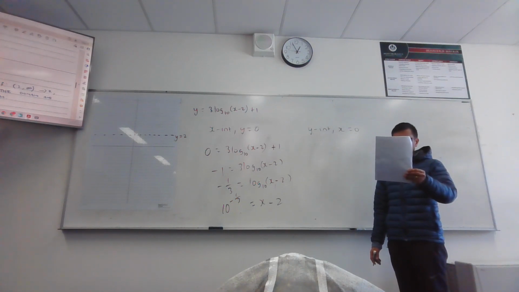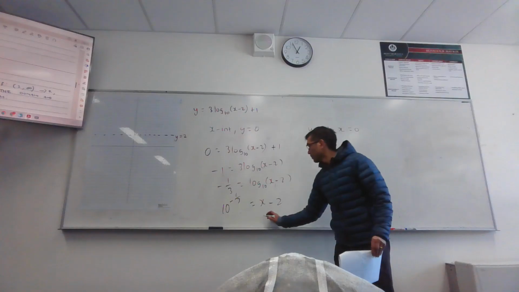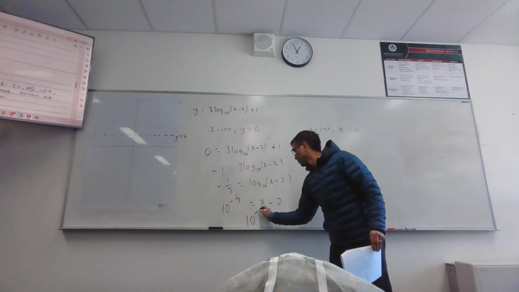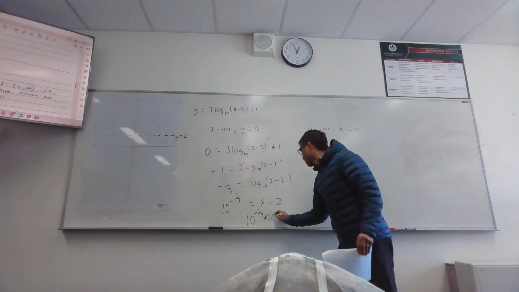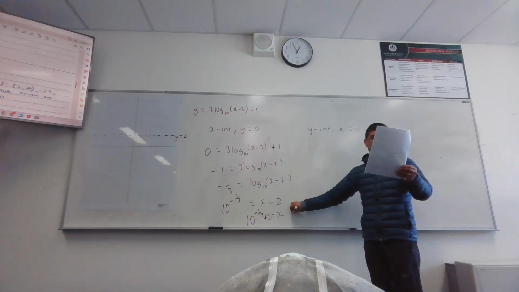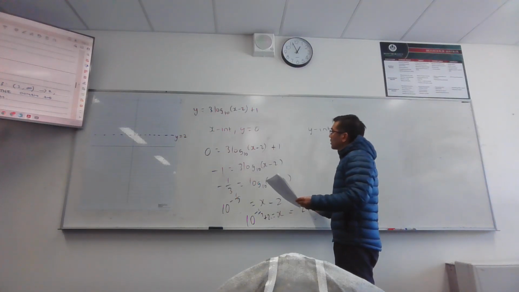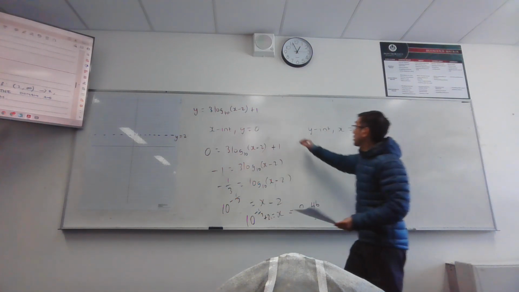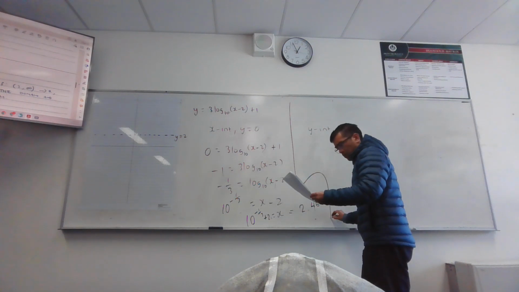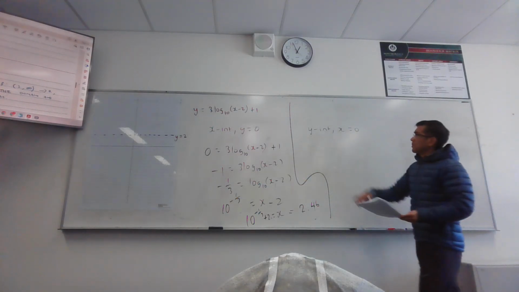Are we good? I hope we are. Yeah, we're good. Last step. Tim? Last step. Okay, 10 to the power negative 1 on 3 plus 2 is 2.46. Okay, let's do this one then. Y-intercept, x equals 0.